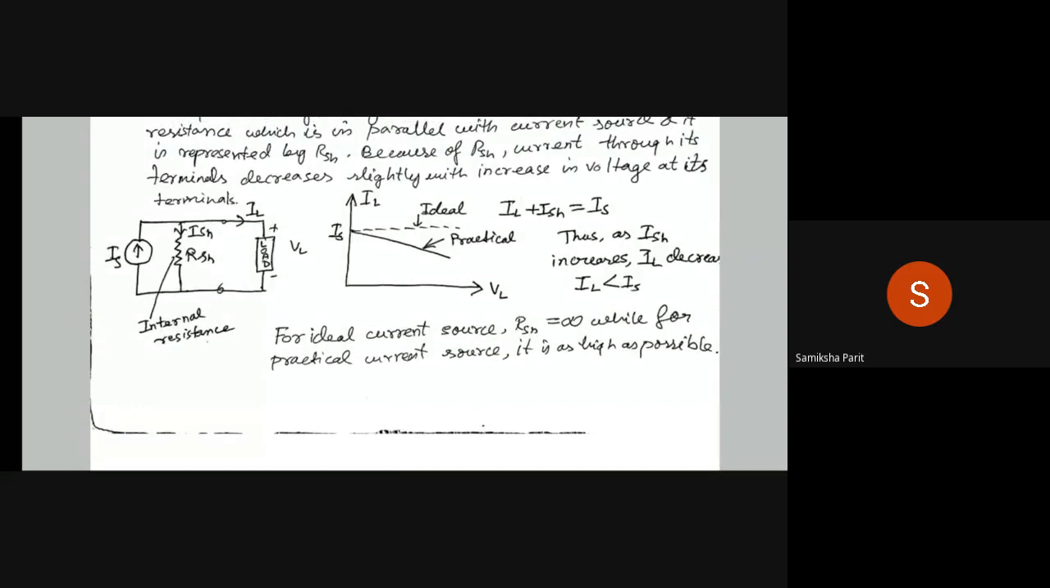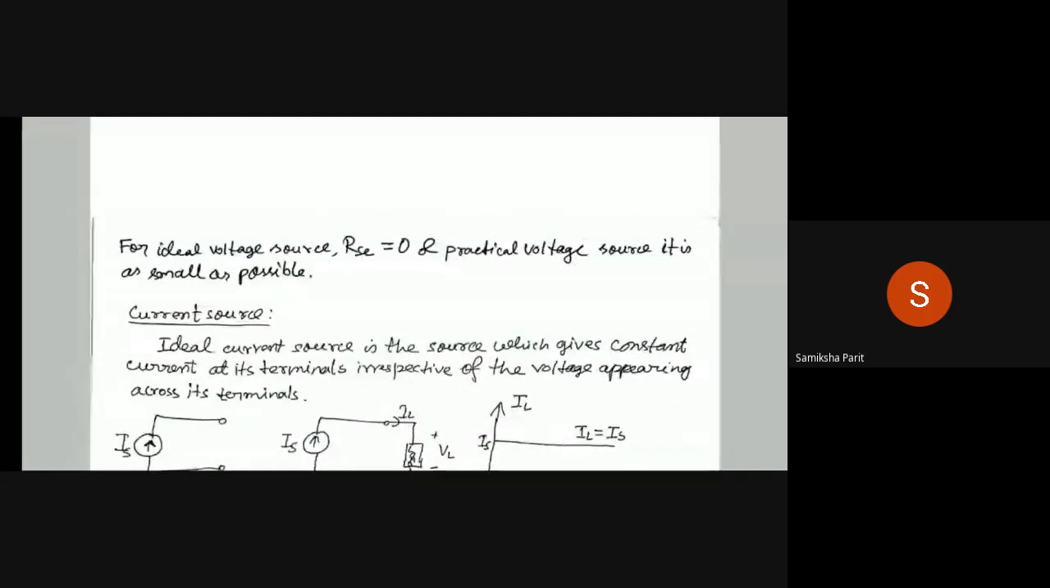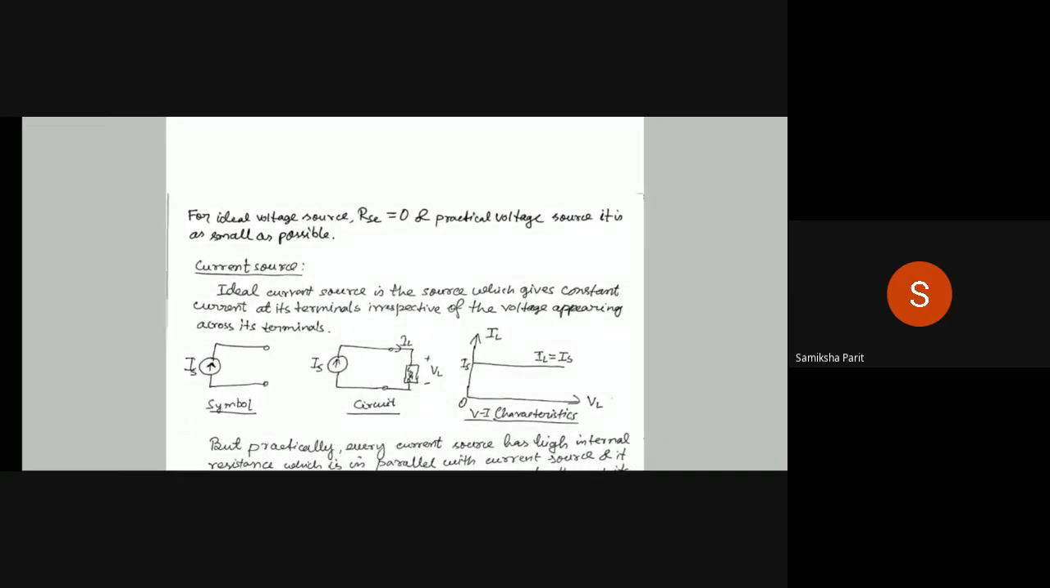This is very important because it can come in objective questions, viva voce, or in the labs. These things are the basic concepts. Whenever you are asked what you mean by an ideal current source, a practical current source, and what the values of R are in the case of an ideal current source, practical current source, ideal voltage source and practical voltage source. So this is the main criteria of the sources.